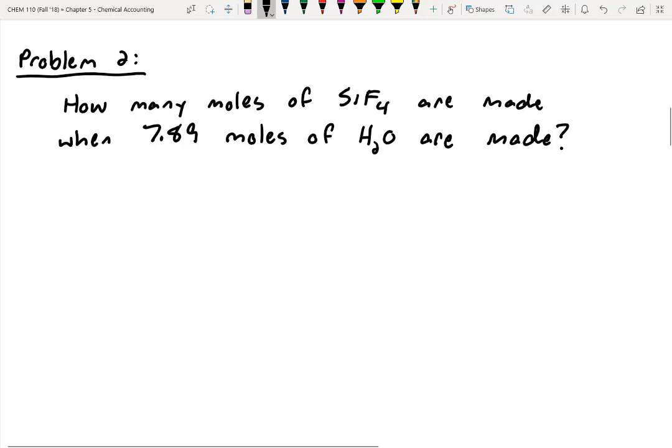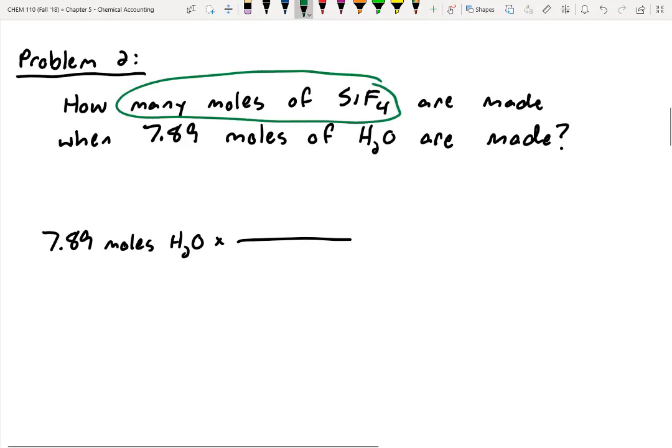Does anybody think they got this one? A few people? All right, so let's try to do this together. Again, I always start out with what's given to us. I list that first. We're given the fact that 7.89 moles of water were made. What we're trying to solve, though, is how many moles of silicon tetrafluoride. So we need to cancel out moles of water. Put that on the bottom. And then I want to find out the moles of silicon tetrafluoride.